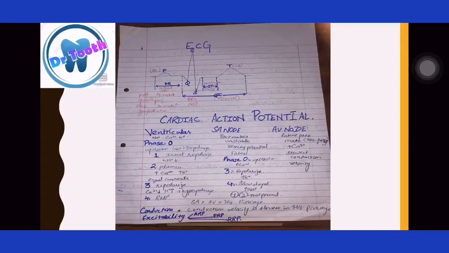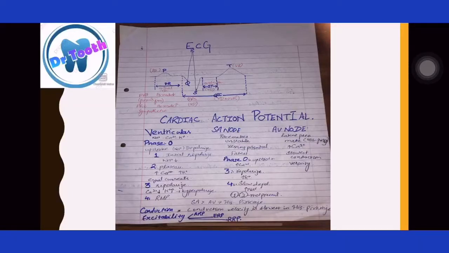In phase 0, it's an upstroke phase, and in that the inflow of calcium would be increased. In phase 3, there would be repolarization and potassium will increase. In phase 4, there will be slow depolarization and sodium levels will increase. SA node is faster than AV node, and AV node is faster than the His-Purkinje system.